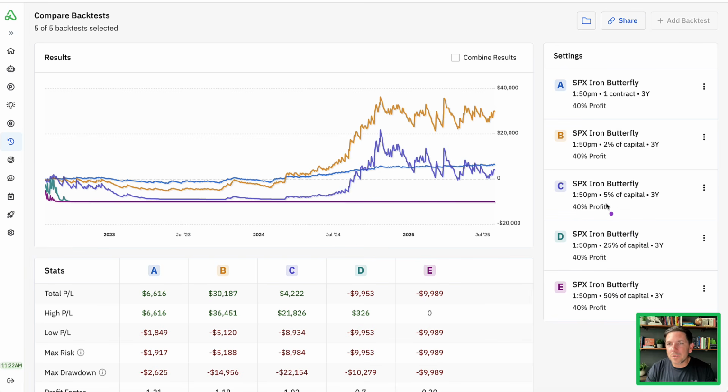Strategy number C was 5% of capital. You can see it was still a winner at the end of the day. It was less profitable than the other ones, about the same volatility profile as the 2% of capital. Spent a lot more time underwater compared to the actual baseline. So you can see it kind of crossed above the baseline here versus strategy B crossed above the baseline almost a year earlier and kind of outperformed that.